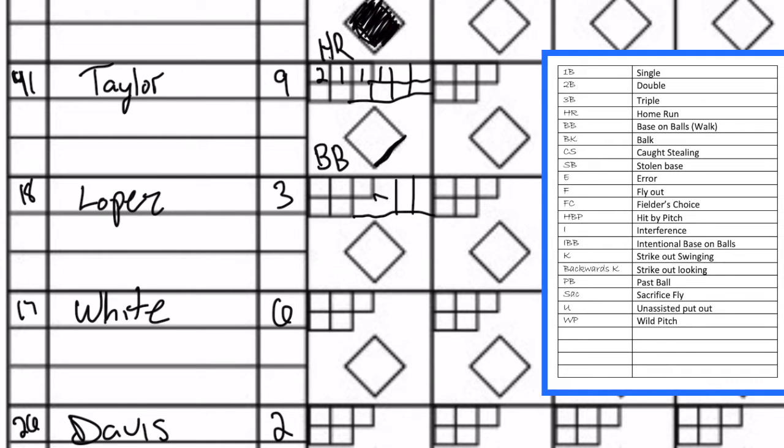So Lopez is up now, and the pitcher balks. So he flinches, he comes set on the mound and flinches. The umpire calls a balk. So we're going to come up to Taylor, and we're going to advance Taylor to second base and label it BK for balk.